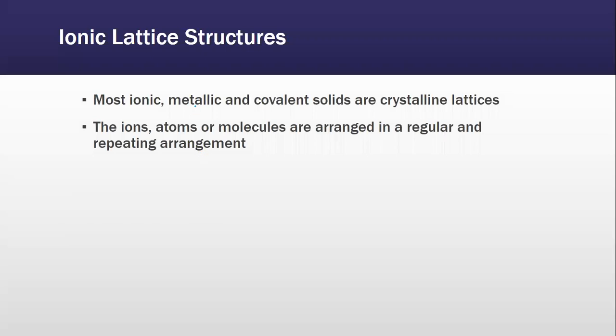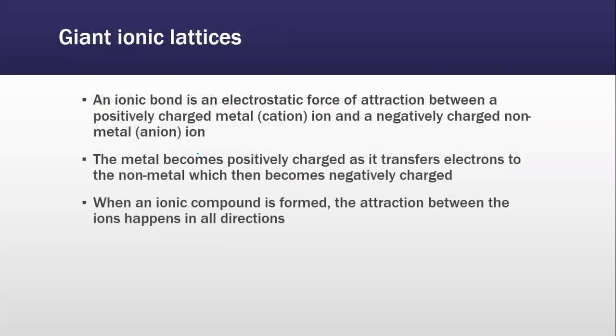So what are ionic lattice structures? Most ionic, metallic, and covalent solids are crystalline lattices. The ions, atoms, or molecules are arranged in a regular and repeating arrangement. Giant ionic lattices क्या होते हैं?